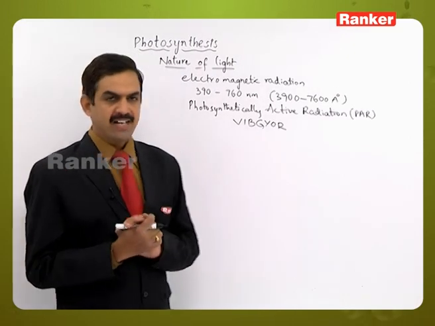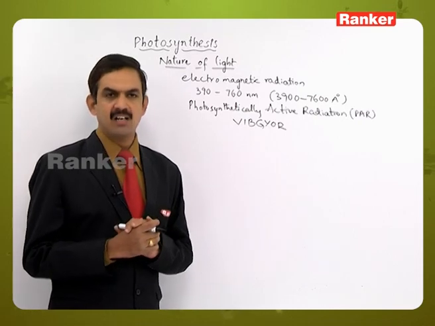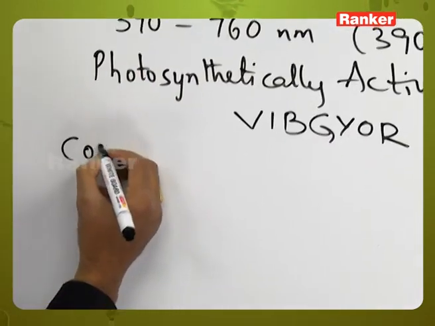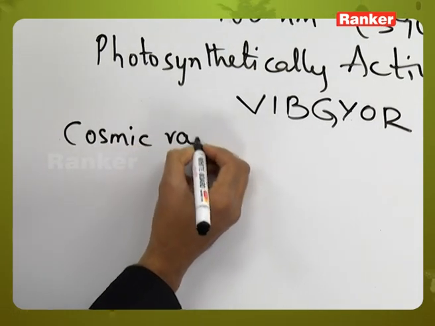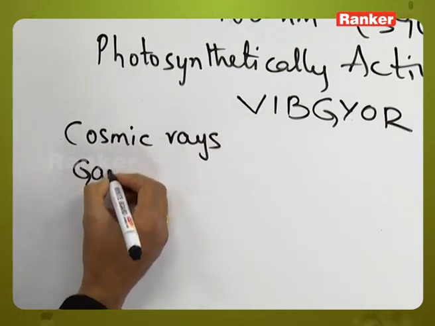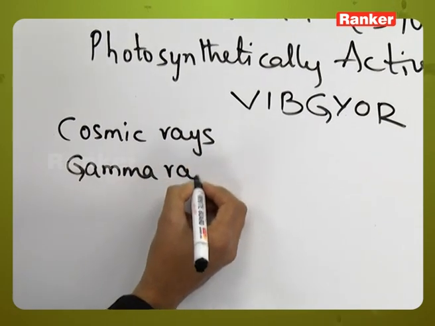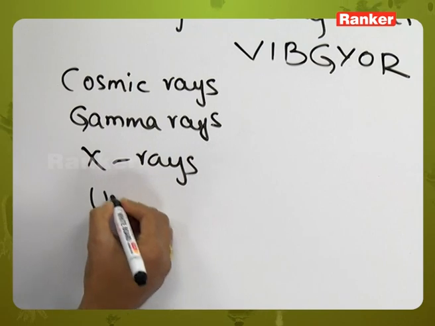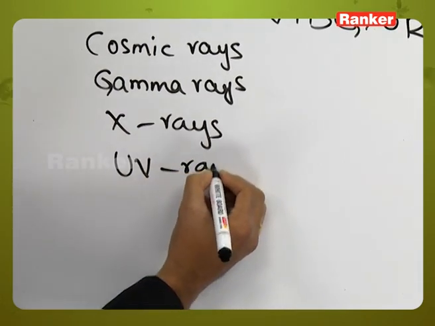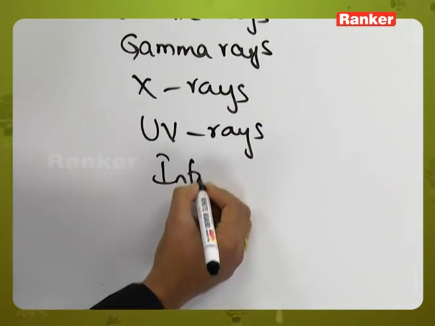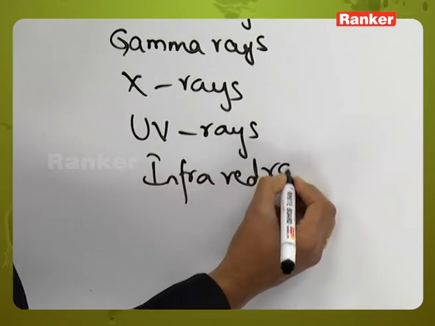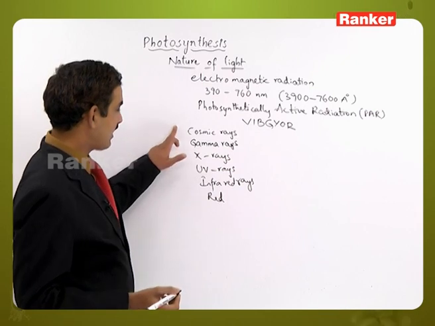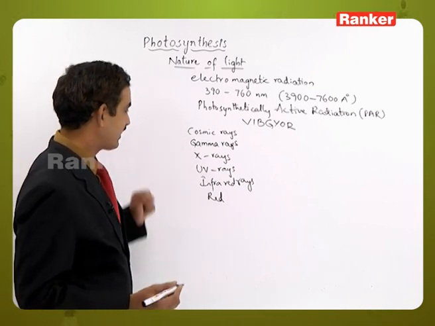The electromagnetic radiation also contains other radiations apart from this visible radiation. Those are cosmic rays, gamma rays, X-rays, ultraviolet rays, infrared rays, and radio waves. This is the other part of the electromagnetic radiation.